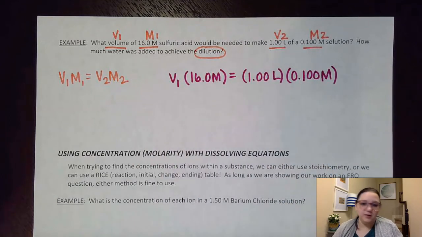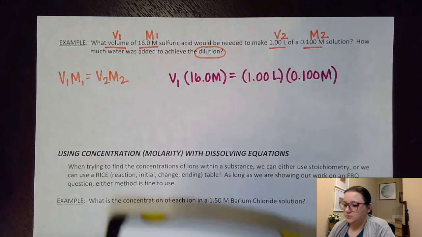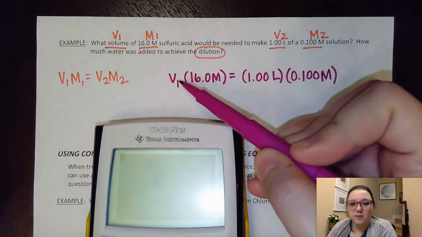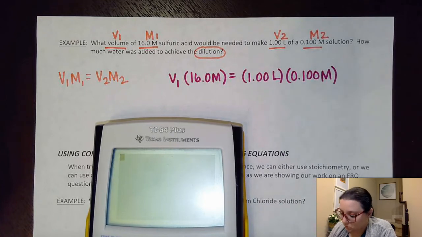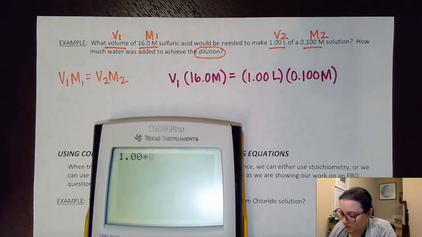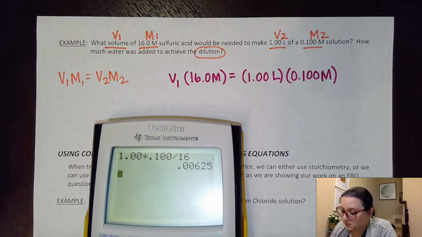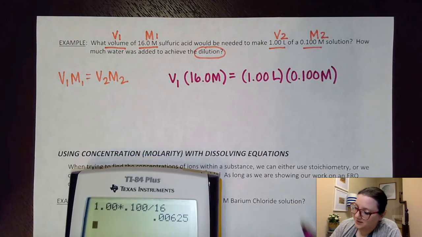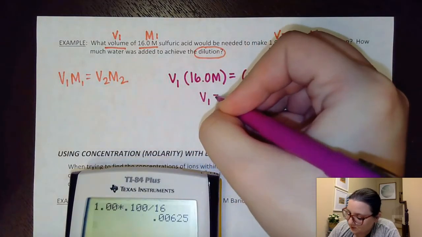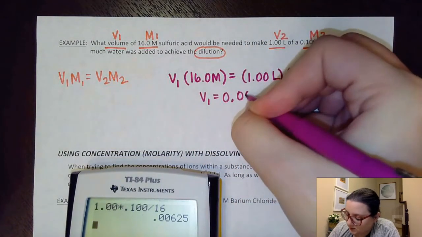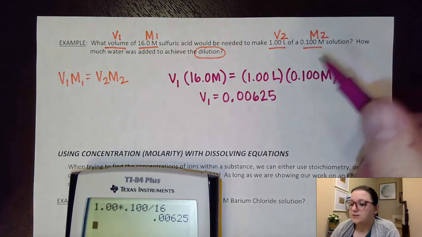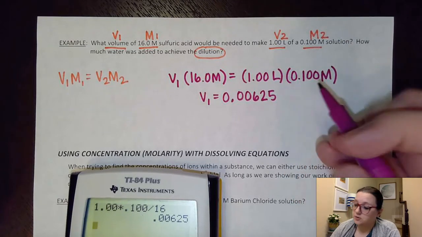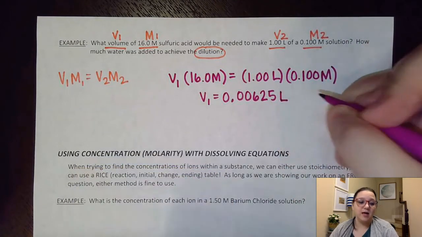So next I would plug this calculation into my calculator. To get V1 by itself, I would divide by 16. And so that's going to give me 1 times 0.1 divided by 16. Now this number does come out really small, and I'm going to try not to forget a 0 this time. This gets a V1 of 0.00625. And unit-wise, since the other volume was in liters, this would come out to be liters as well.